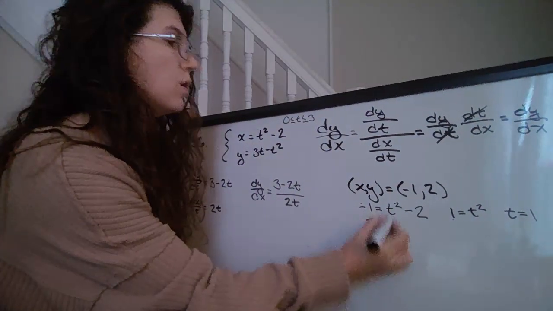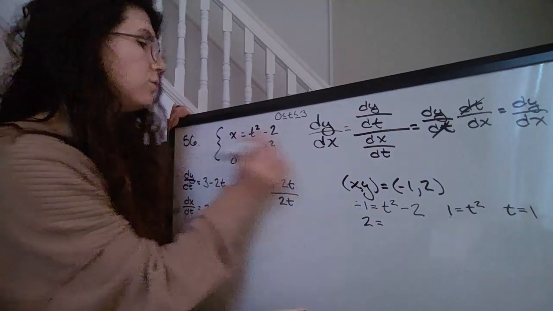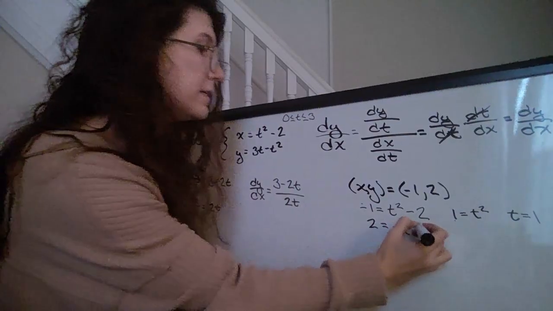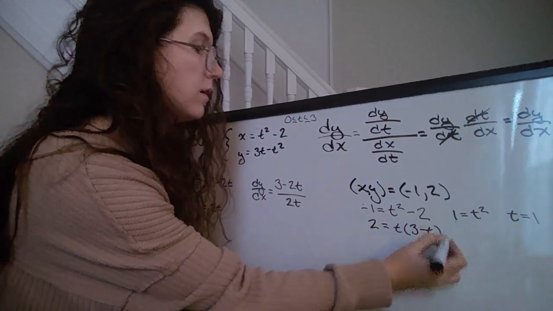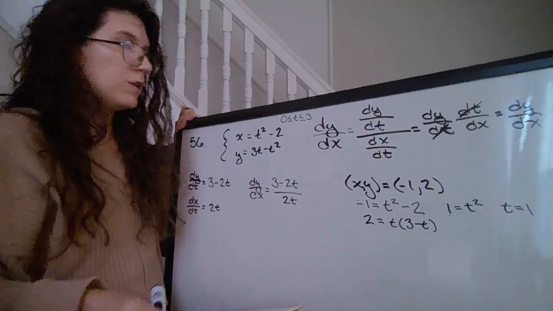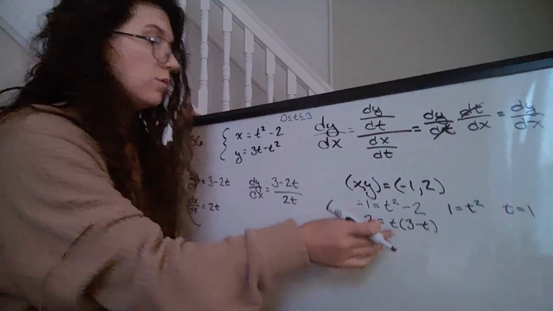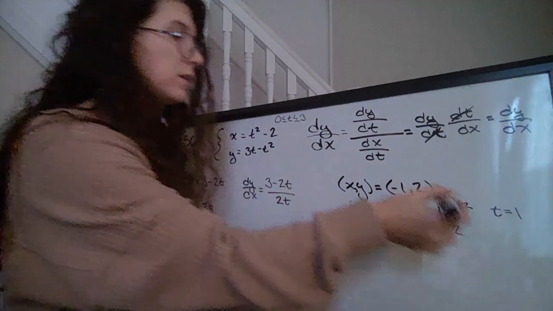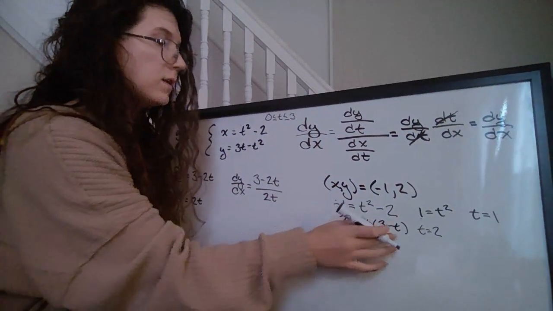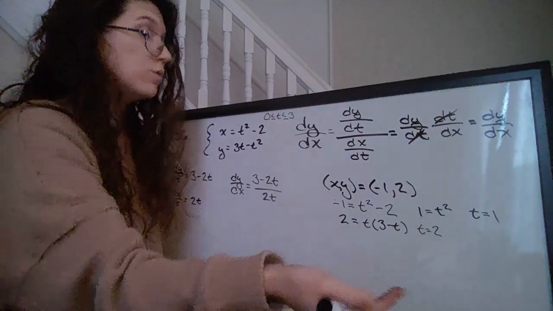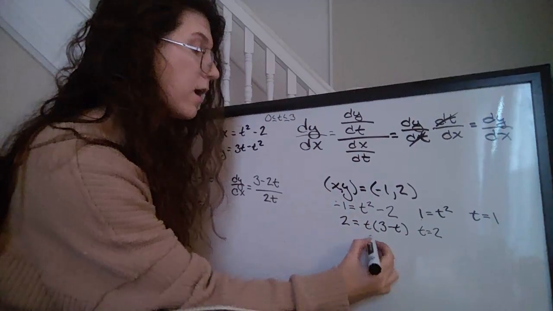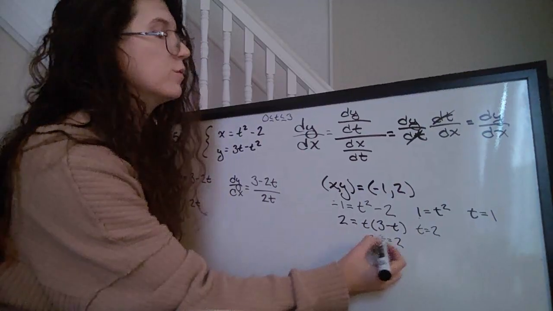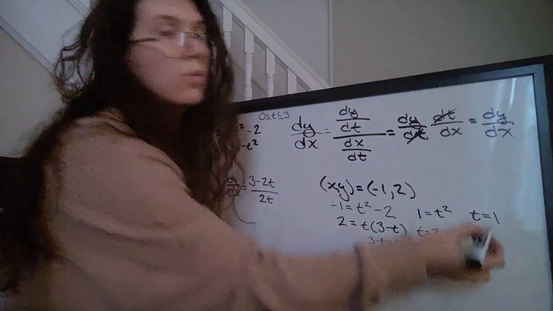All right. And then I'm going to do the same thing for our y. I'm going to set our y value as 2, and then solve for that. I'm going to say 3t minus t squared. I can factor out a t. Set both of these equal to 2, so t equals 2, and 3 minus t would equal 2. If we solve that, 3 minus t equals 2, add t to both sides, subtract 2 from both sides, t would also equal 1.